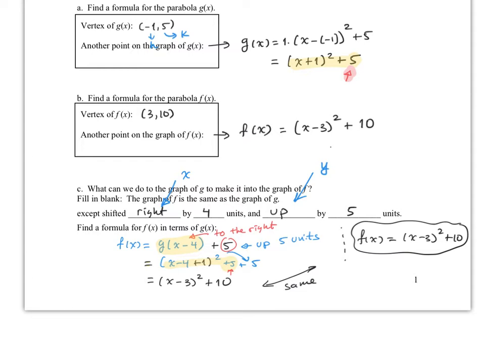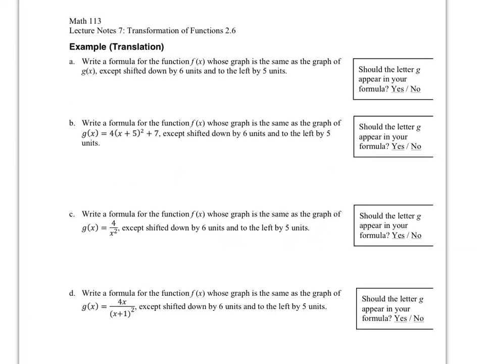And this is going to be very important for what we're going to do in this section. All right, so let's try a few more. This one, they just give you a word problem and you have to rewrite it. So this is asking you, write a formula for the function f of x. So you're going to have f of x equals to something, whose graph is the same as g of x.